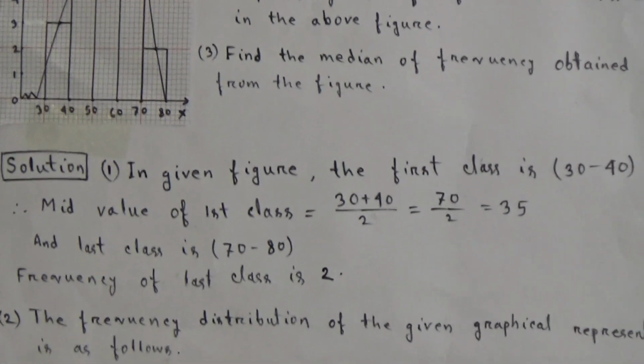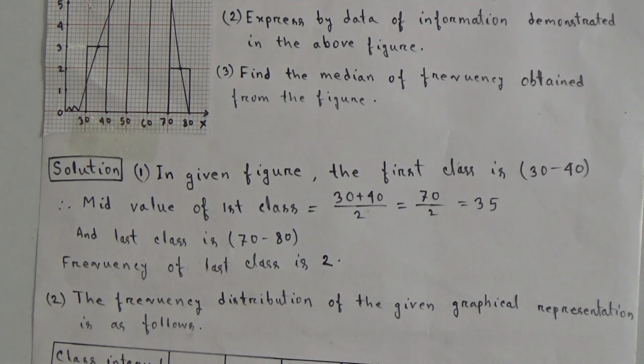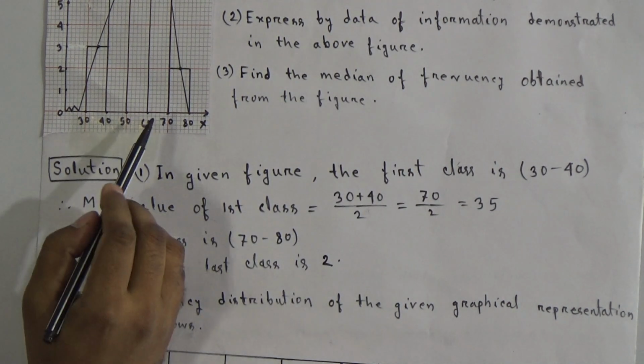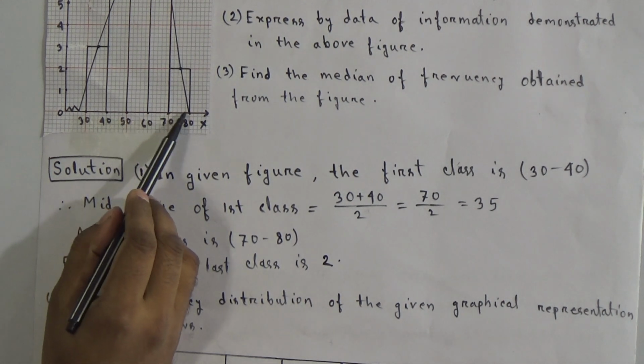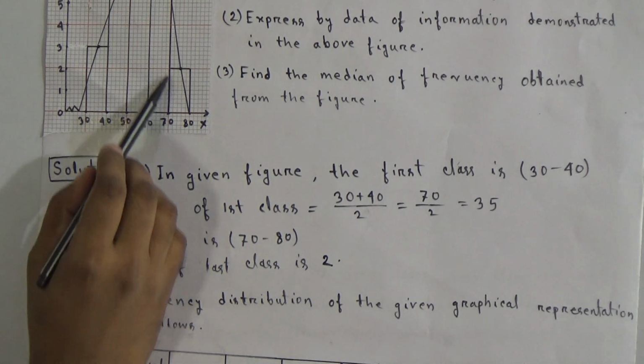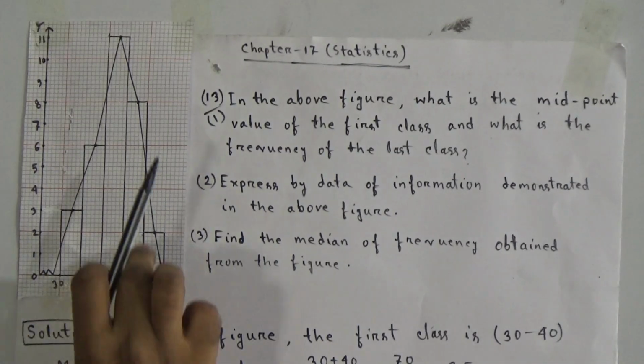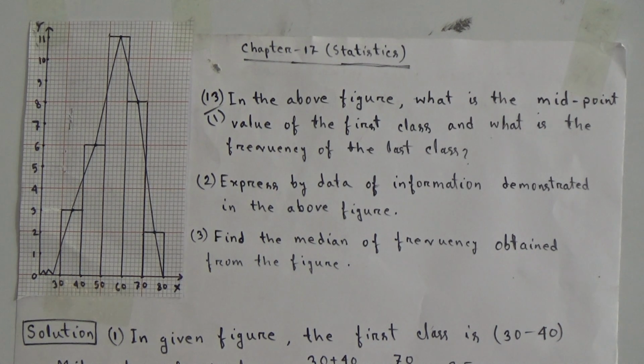Now another part: what is the frequency of the last class? Here the class interval of the last class is 70 to 80, and you have to find its frequency. Along the x-axis it is lying up to 2, so its frequency will be 2. Frequency of the last class is 2. Dear students, you have solved one number. Now we'll solve two number.